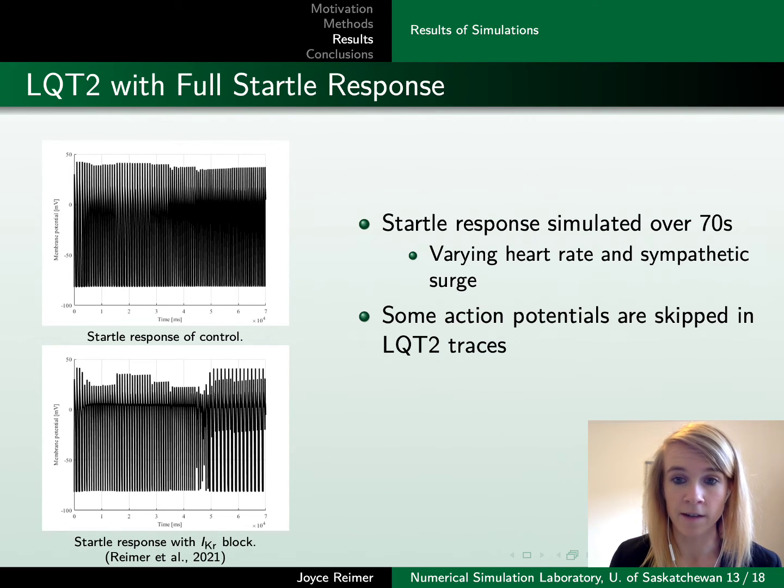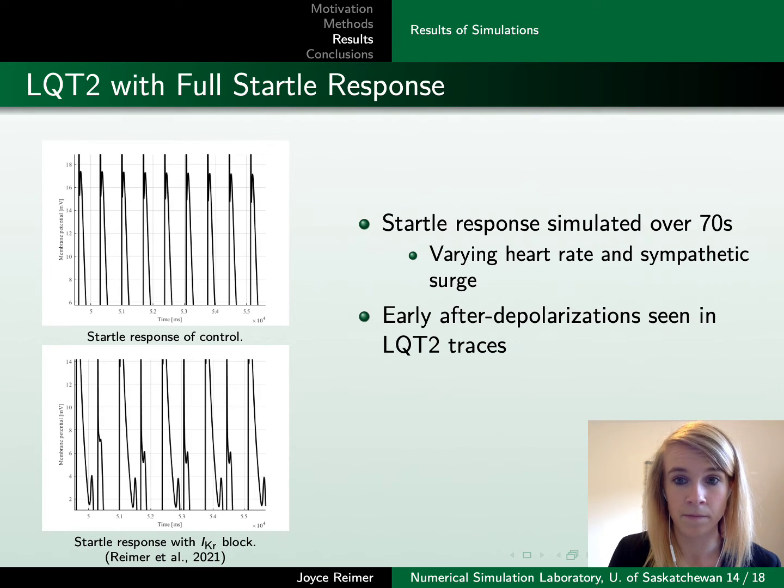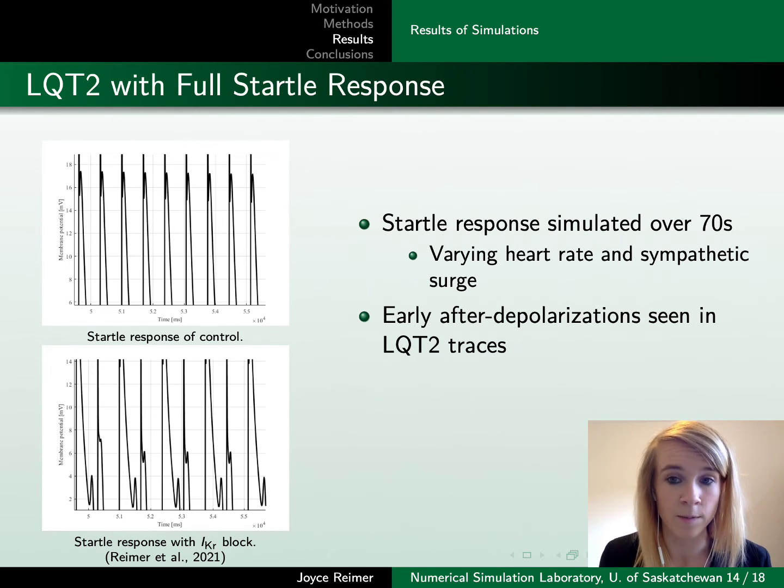The top figure is the control and the bottom is with LQT2. As you can see, some action potentials appear to be skipped in the bottom trace due to the longer repolarization time. This slide shows the same traces just zoomed in. In the bottom trace, you can see that there are extraneous peaks between action potentials. These are called early afterdepolarizations and are considered to be a precipitating event at the cellular level for the characteristic long QT arrhythmia torsade de pointes, which can potentially lead to cardiac failure.